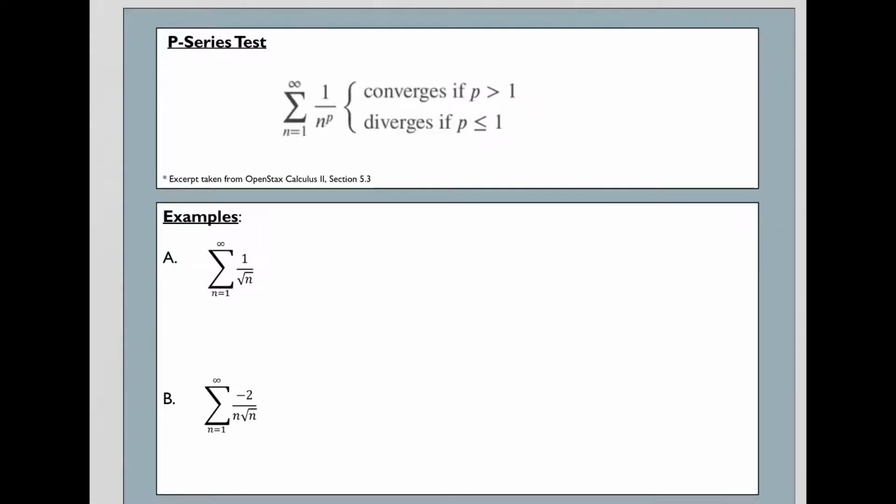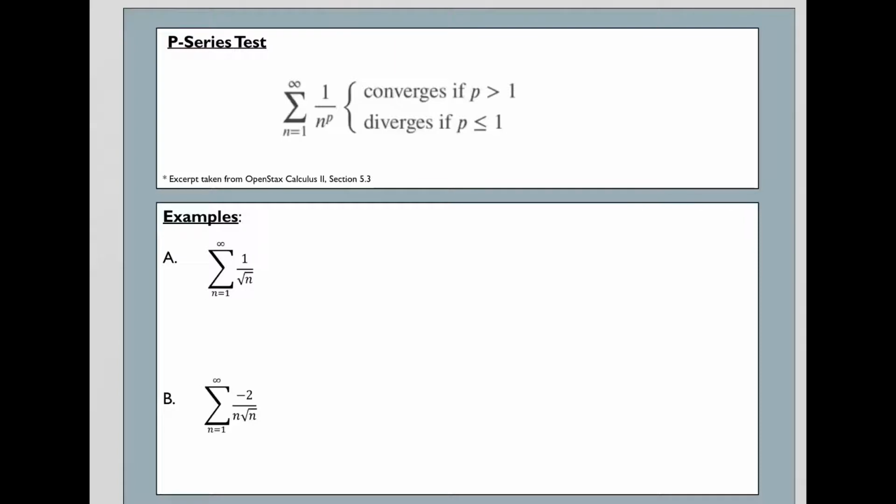If p is greater than 1, that series would converge. If p is less than or equal to 1, that series would diverge. This is called the p-series test, and it's a very special consequence of the integral test.